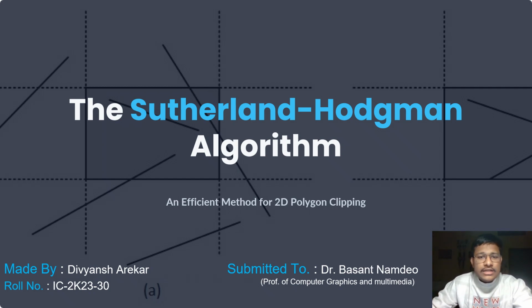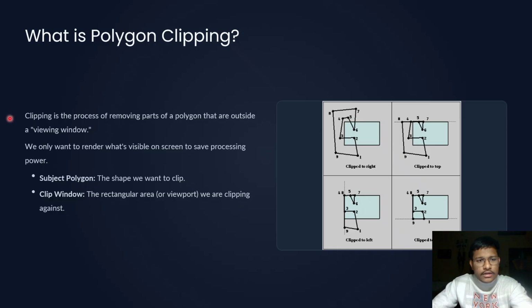Today we study the concept of the Sutherland Hodgman algorithm, which comes under 2D polygon clipping. First we'll study what clipping is. Clipping is the process of removing parts of a polygon that are outside a viewing window. We only want to render what's visible on the screen to save processing power. In simpler words, when we clip any shape to fit into specific boundaries to save our machine power, it is known as clipping.